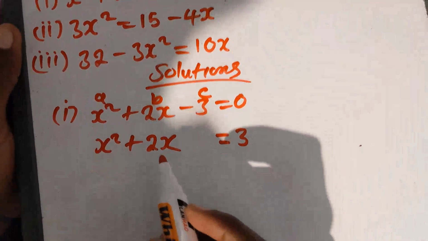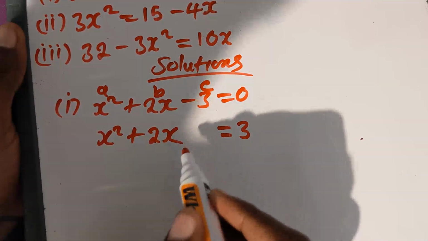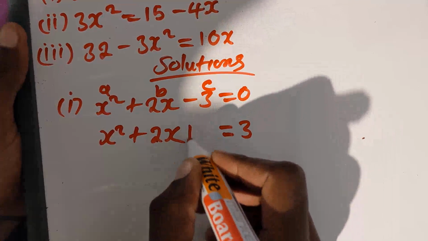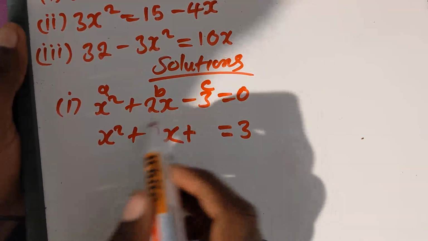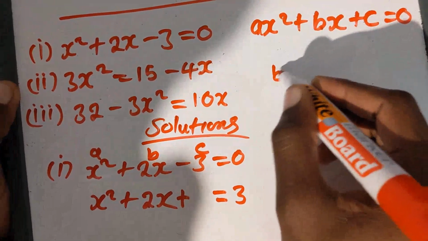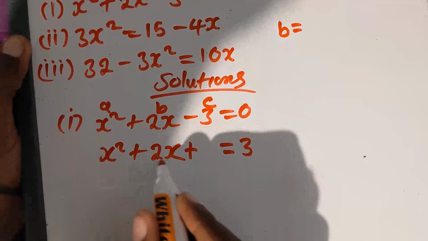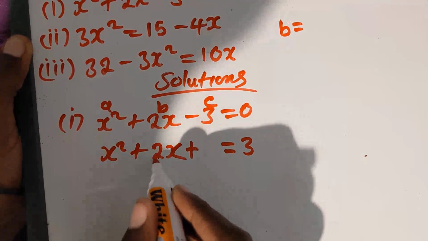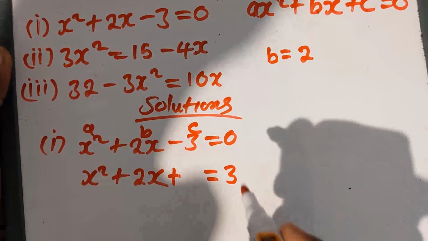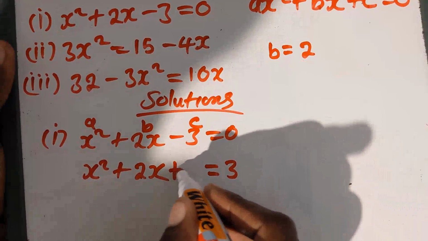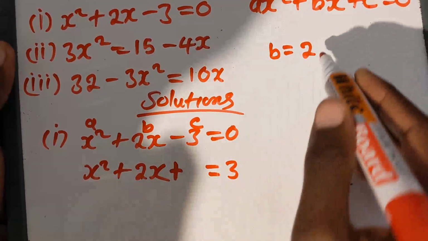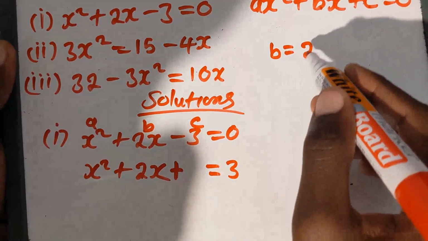So now, when you leave this space, what you are supposed to do here is add half of b. In our equation, this is b, and the coefficient of b here is 2. So here we need to add, adding is positive addition, half of b. What is half of b?